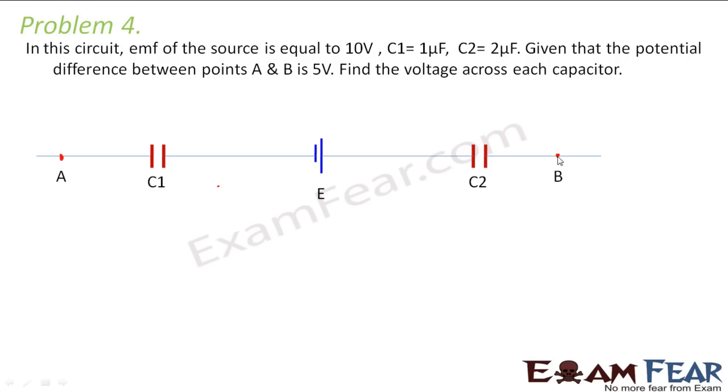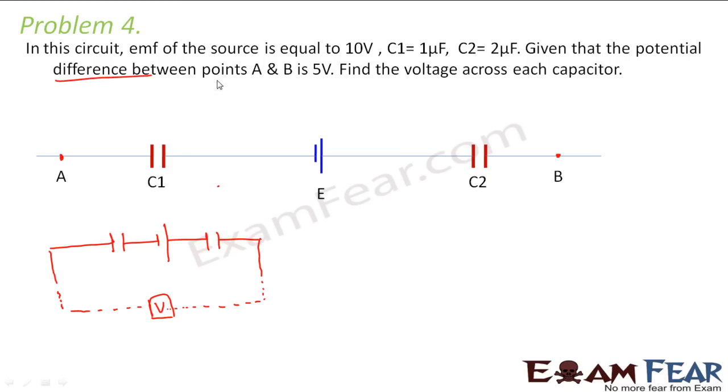In the previous slide, what did we see? We assume this open circuit to be a closed circuit. So how do we draw the next diagram? We assume that virtually this is connected to a voltage source of voltage, say V. In this problem, it is given that the potential difference between A and B is 5 volts.